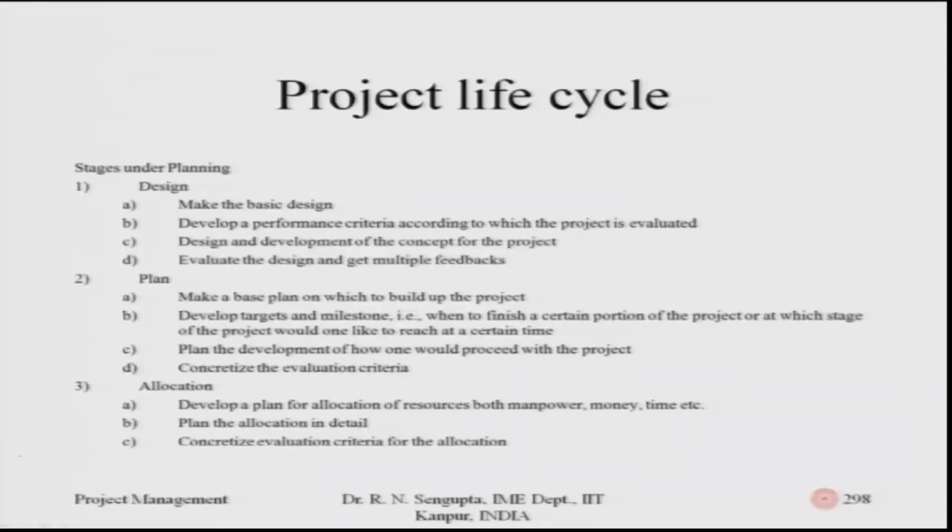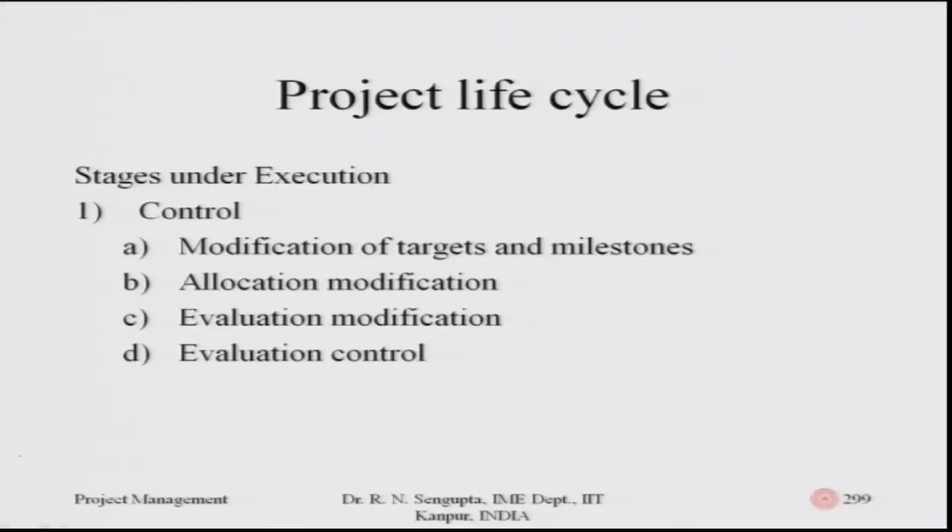So, after the design and the plan stage, when you come to the allocation stage, you develop a plan for allocation of the resources, both manpower, material, machine, and financial resources also. You plan the allocation in detail for each activity or subgroup of activities or on a micro level, and then you concretize the evaluation criteria for the allocations in such a way. So, each and every task has an evaluation criteria based on which you can find out the overall criteria for the project.